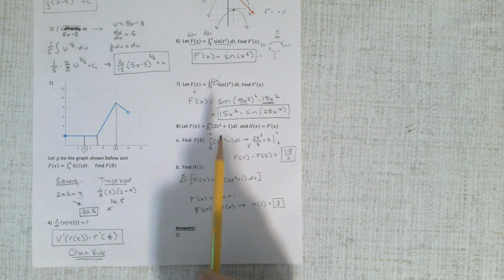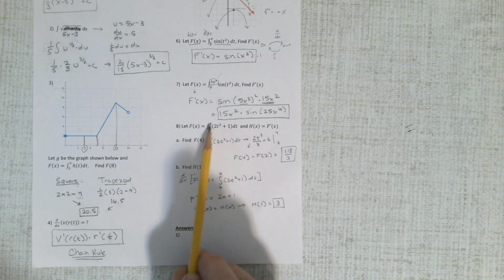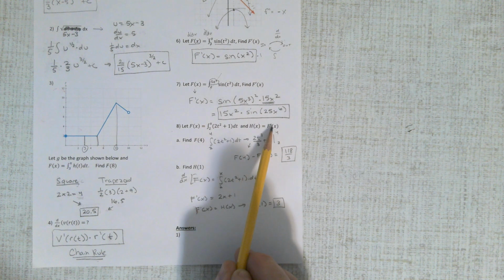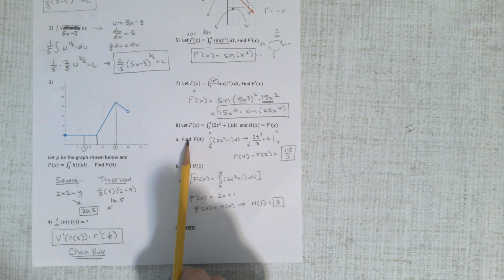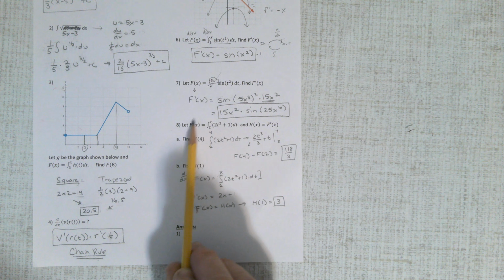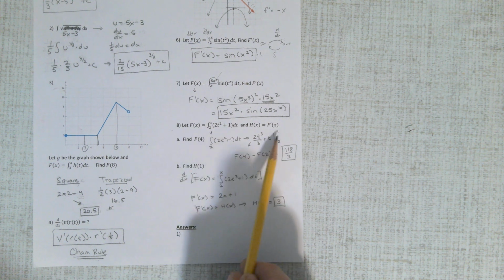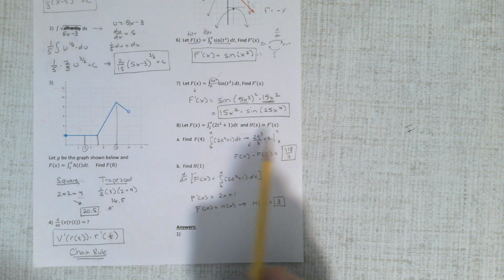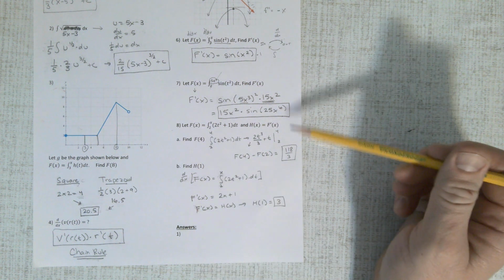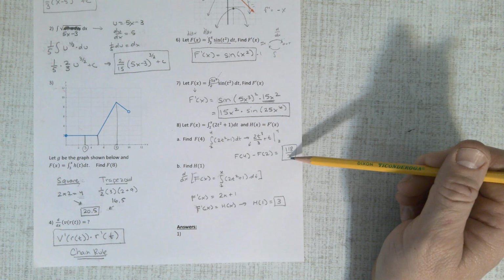All right, so here we have a function. We have f of x is this function, and h of x is its derivative. So do f of 4. Well, I'm going to use this function right here. Well, 2 to 4, integrate it. I'm sure you can do the math or use your calculator. And we have 118 over 3.